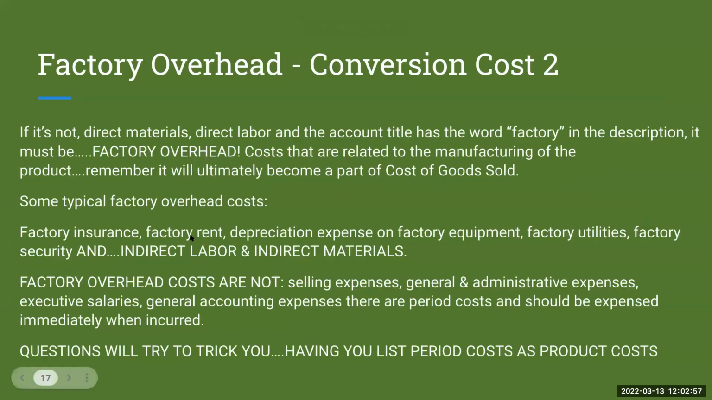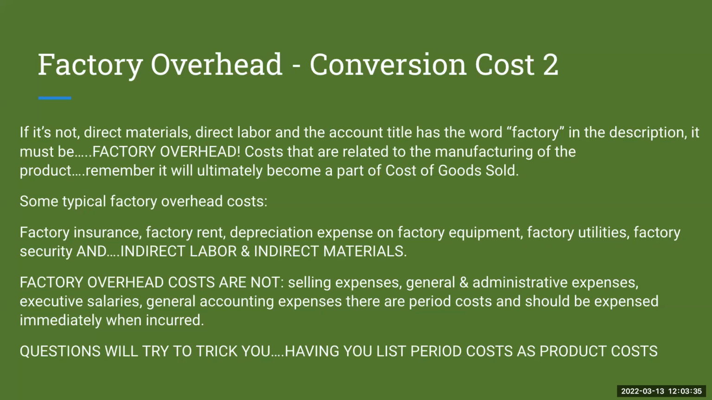Some typical factory overhead costs: factory insurance. If it has the word factory in it, it's going to be part of factory overhead: factory rent, depreciation expense on factory equipment, factory utilities, factory security, factory janitorial services, whatever it might be. Additionally, indirect labor is part of factory overhead. We don't call it direct labor, it's indirect labor. So it's going to travel down into the factory overhead from factory payroll. We're going to learn about indirect materials when we do job order costing. That is opposed to direct materials, but don't worry about that for right now.